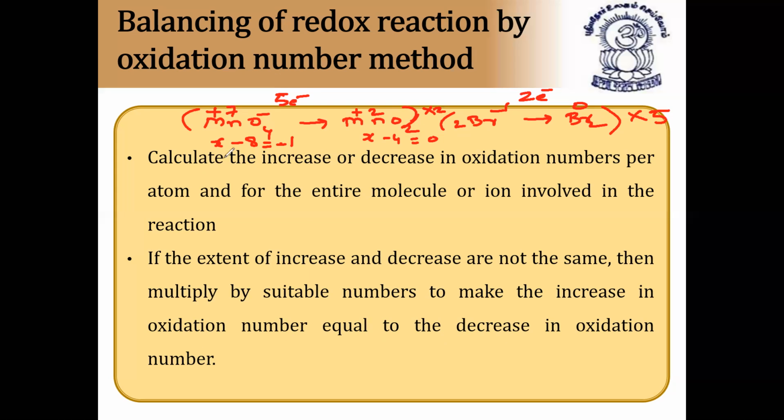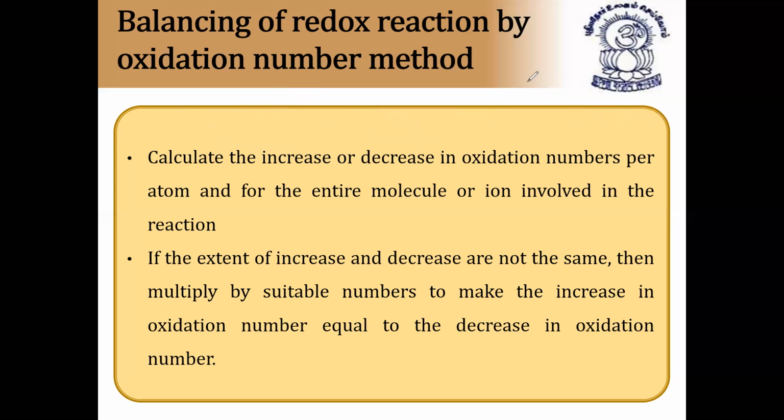So I hope it is clear. Anyway, while solving the numericals, you can understand better. So just listen to what is given in the slides. Just please listen and note down in your notes. Calculate the increase or decrease in oxidation numbers per atom and for the entire molecule or ion involved in the reaction. If the extent of increase and decrease are not the same, then multiply by suitable numbers to make the increase in oxidation number equal to the decrease in oxidation number.